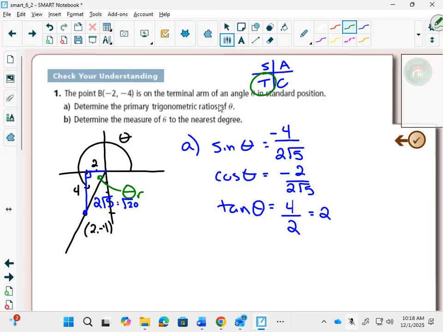What do we have to do with the sine and the cos one? We have to rationalize the denominator. So I just have to get rid of the √5, so I only have to multiply the top and bottom by √5 over √5. Which will leave me with -4√5 on the top, and 2√5 times √5 will be 5, so 2 times 5 is 10. Okay?